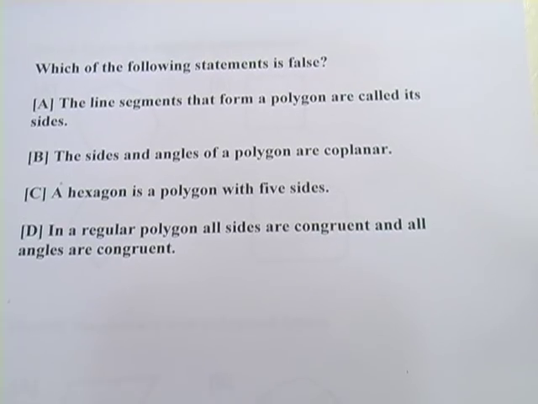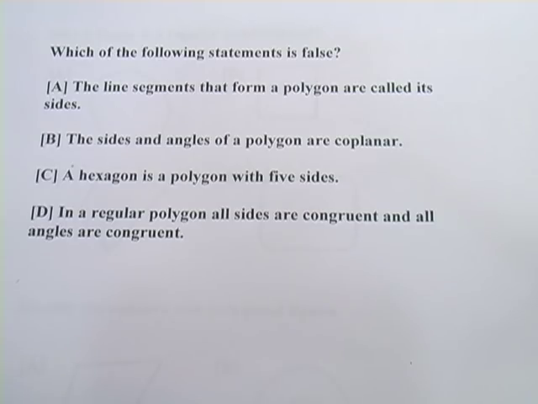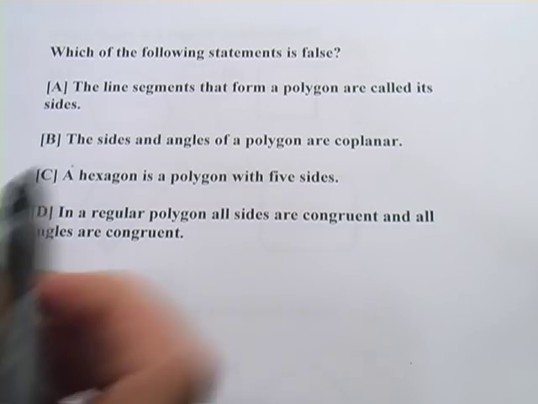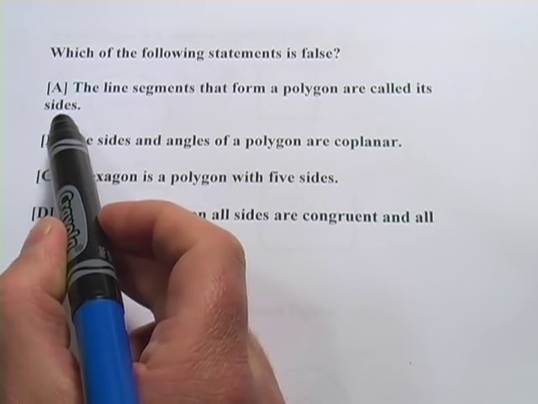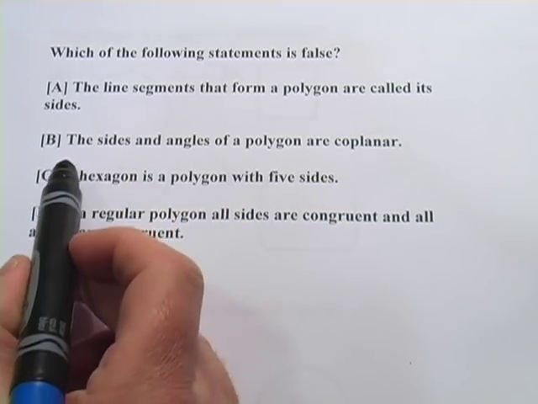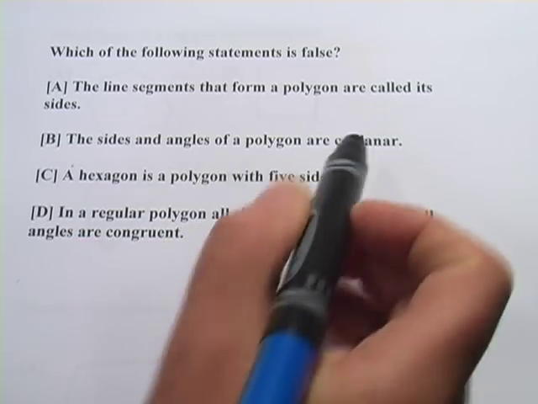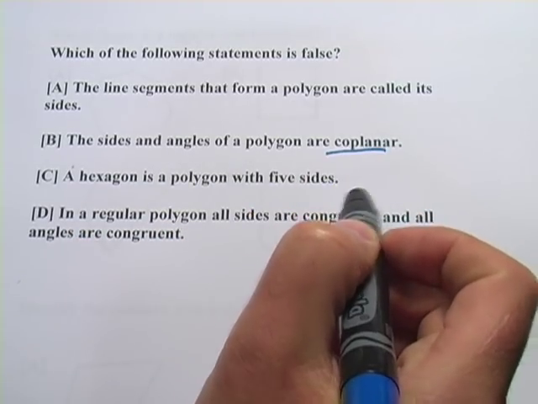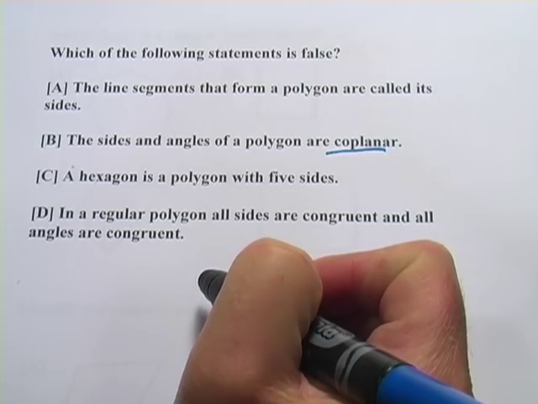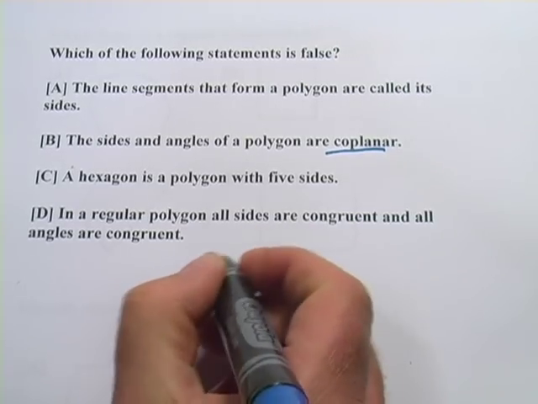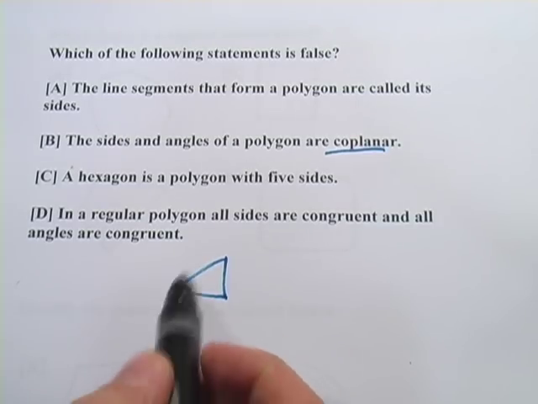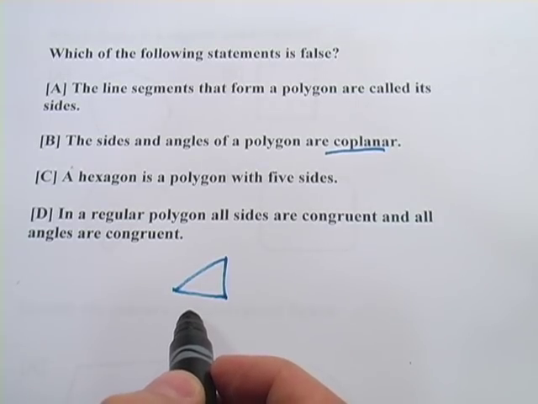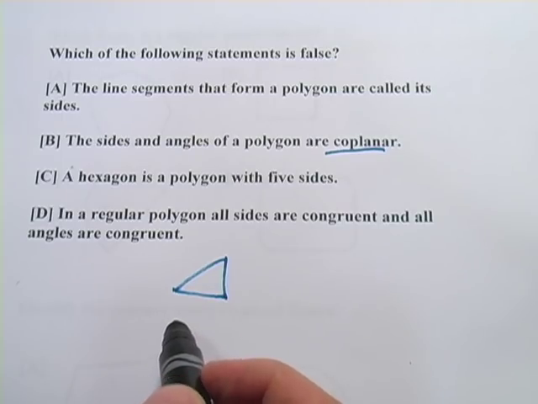All right, let's do one more here. We've got a multiple choice. This one says, which one of the following statements is false? A, the line segments that form a polygon are called its sides. Well, that's true. B, the sides and angles of a polygon are coplanar. So that means they exist on the same plane. The fact that we can draw a polygon on a single sheet of paper means they're existing in the same plane. So yes, polygons are coplanar, the sides and the angles.